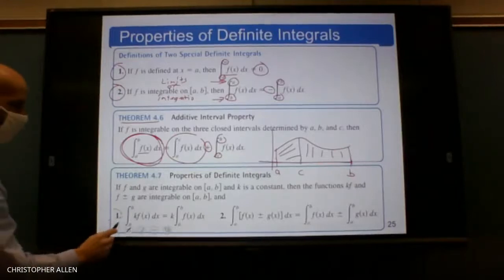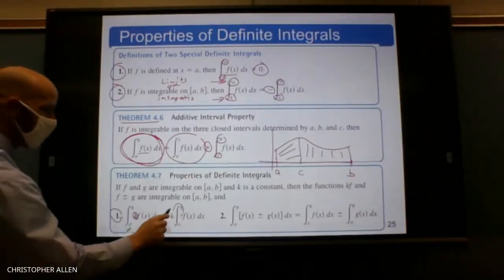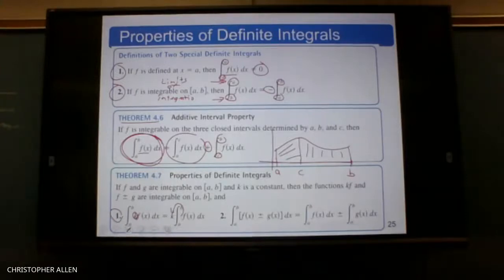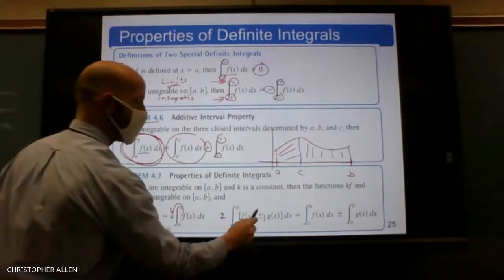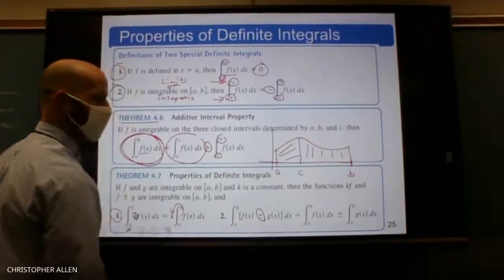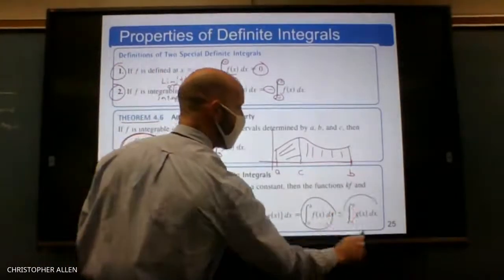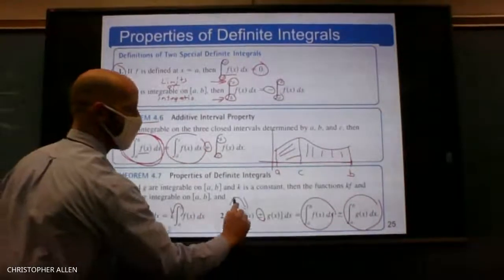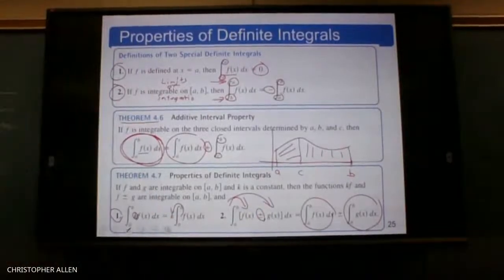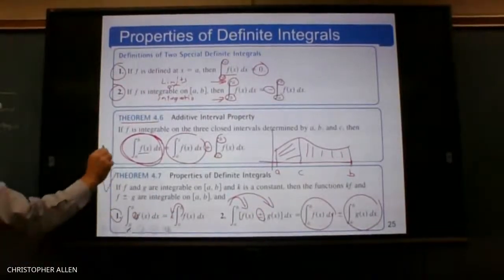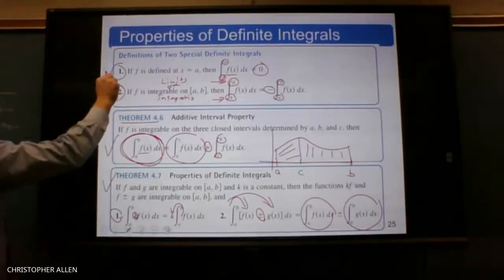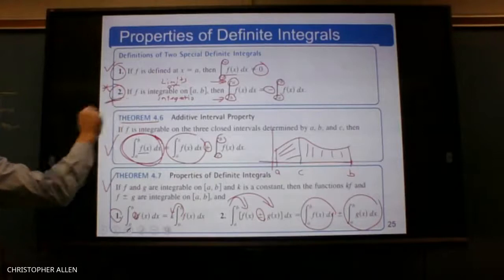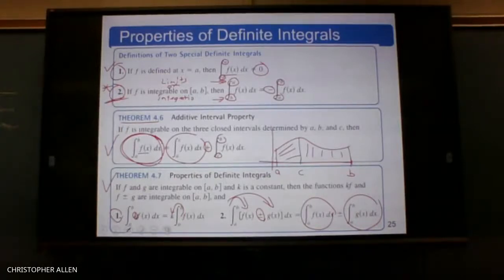Next one, this one's easy. If you have a constant, guess where the constant can go? You can pull it out to the outside. Here, if you have the integral of the sum of two functions, it's simply the sum of their integrals. It's like the distributive property, which we mentioned yesterday. I can distribute this integral to both of those functions. So these, I think, are pretty intuitive. I would say this one's pretty intuitive. This is the one that students tend to forget, so I might note that in my notes.